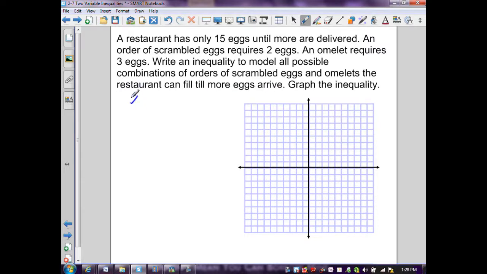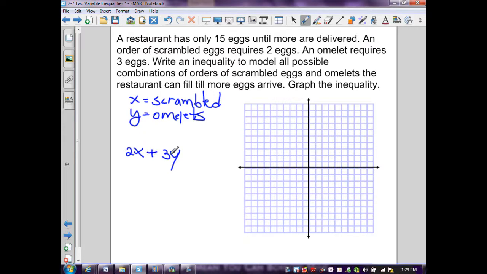Well, here I'm going to let x represent people ordering scrambled eggs. I'm going to let y be the number of orders for omelets. Now what I'm going to do is generate the inequality. Well, how many eggs are required when you order scrambled eggs? That's 2 per order. And how many eggs are required when you order an omelet? That's 3 per order.